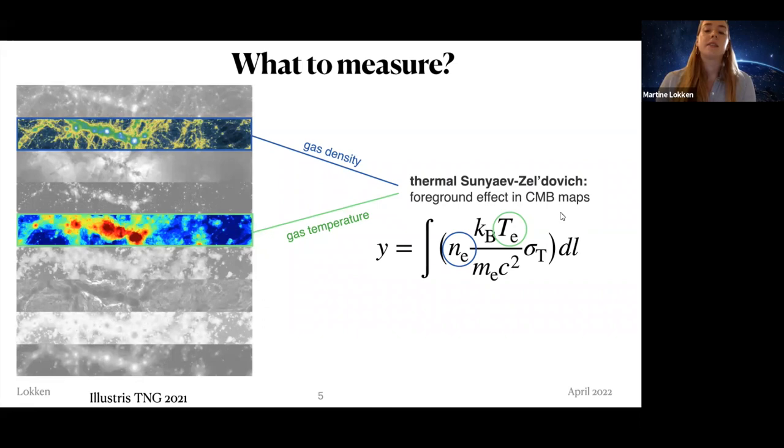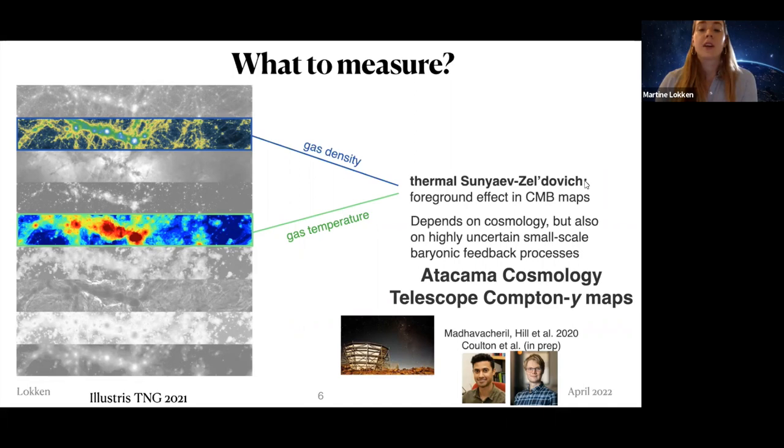The amount of superclustering of the tSZ effect depends both on cosmology, but also on the small-scale baryonic feedback processes that are still fairly uncertain today, and I know are plaguing a lot of different attempts to measure cosmological parameters today. But overall, we can measure this with maps of the Compton y from ACT, and these maps have been created by Matt Madhavacheril, Colin Hill, and Will Coulton.